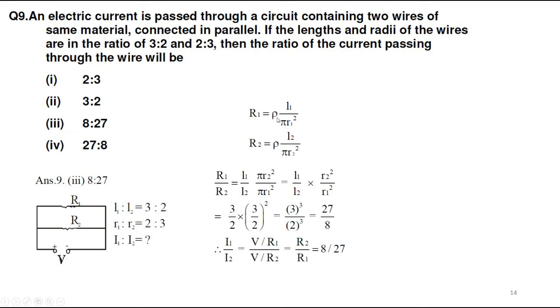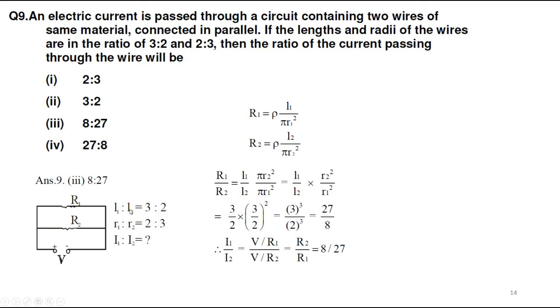We know that R is rho into L by A, the general formula. Here R1 is rho into L1 by pi r1 squared. But here you should not put rho 1 and rho 2, because they are made of the same material. So rho and rho. Your aim is to find I1 is to I2. First we will find R1 by R2. You have to divide, so rho will get cancelled: L1 by L2, pi r2 squared by pi r1 squared. Pi will get cancelled, so L1 into r2 squared by L2 into r1 squared.